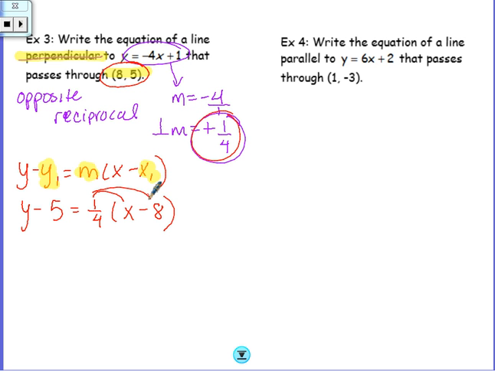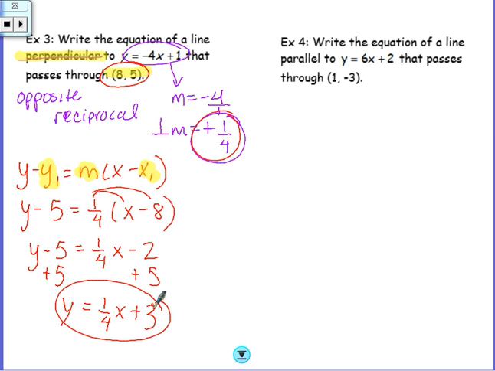We can distribute. y minus 5 equals 1/4 x minus 2, because 1/4 of 8 is 2. If I add 5, we get y equals 1/4 x plus 3. And this is our final answer. This is an equation of a line that goes through the point 8, 5 and is perpendicular to the given line because its slope originally was negative 4 and now our slope is 1/4.